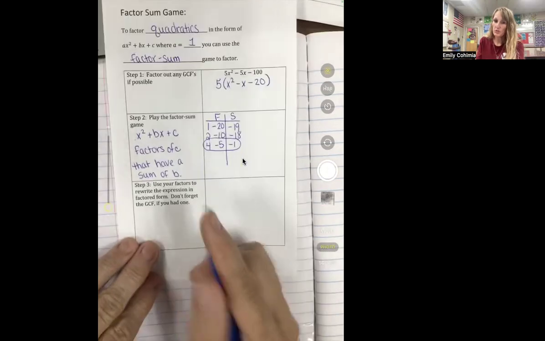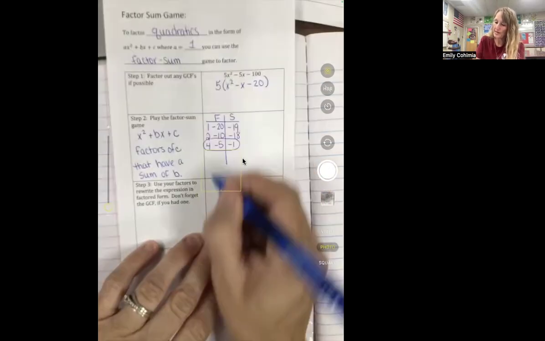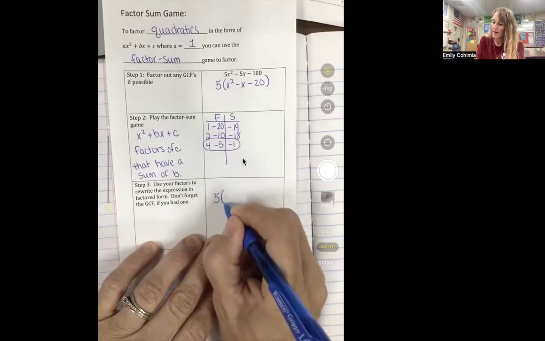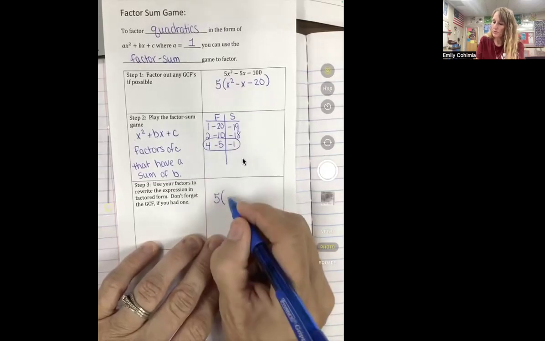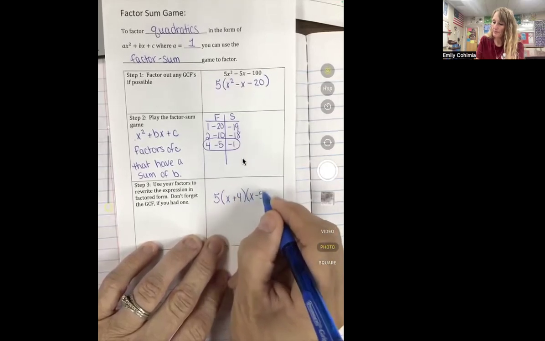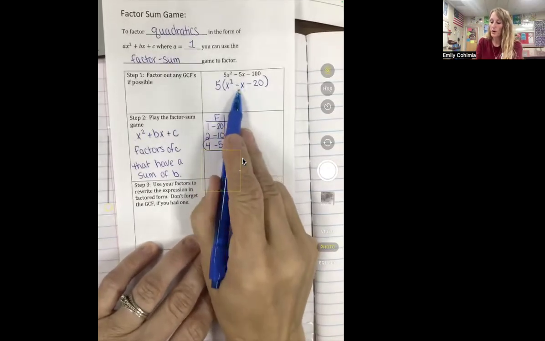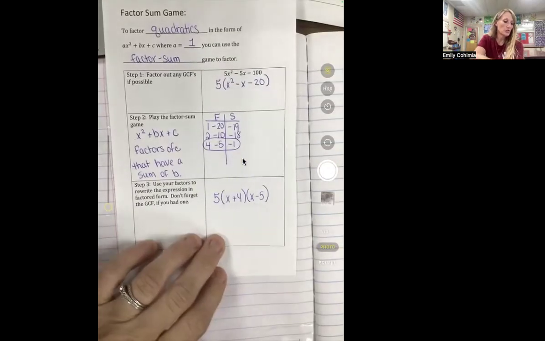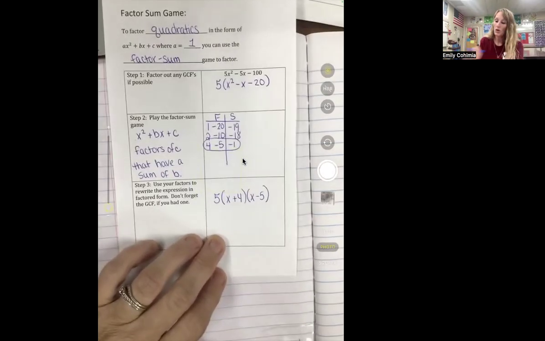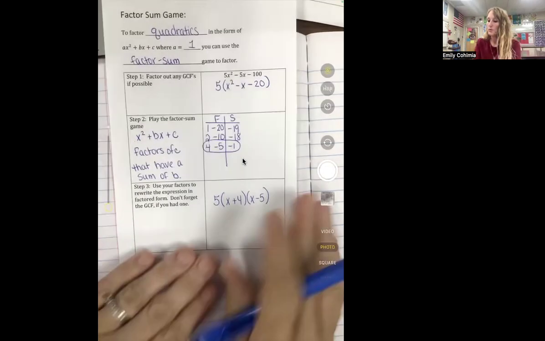And then step 3 says use your factors to rewrite the expression in factored form. Don't forget the GCF if you had one. So we have a GCF, which is a 5, that stays in front. And then these are our factors. So we're going to do x plus 4 and x minus 5. If we were to FOIL this out, if we were to work that back out using FOIL or boxes, it should come back to this original problem. But that's not what we're trying to do. We're trying to factor it out. I hope you remember those.